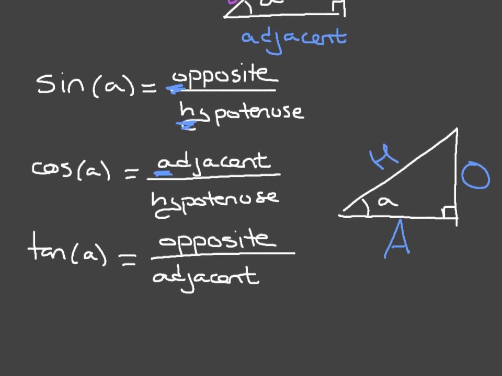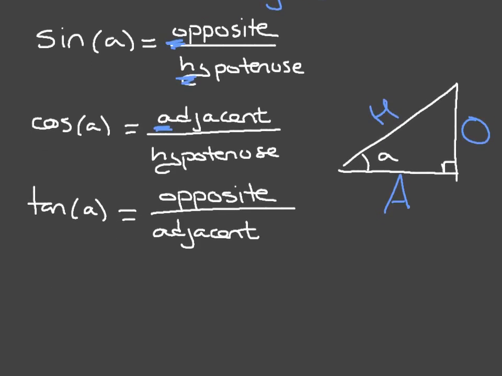Now, looking at these trigonometric ratios, if we just focus on sine is equal to opposite over hypotenuse, let's look at the first letter of each of those words. The first letter of sine is S, the first letter of opposite is O, and the first letter of hypotenuse is H. And we'll write SOH.